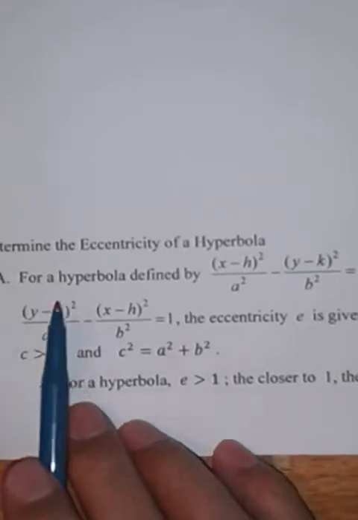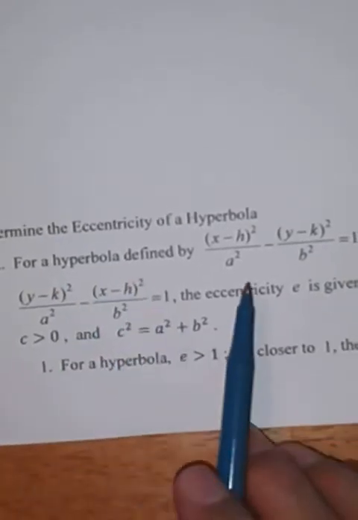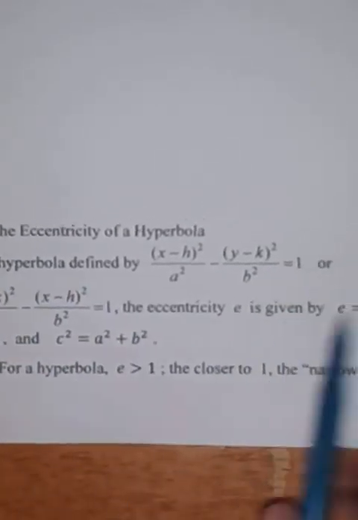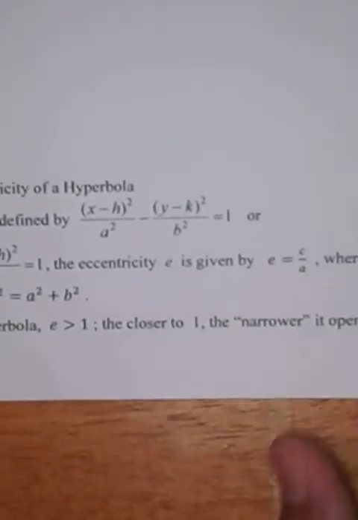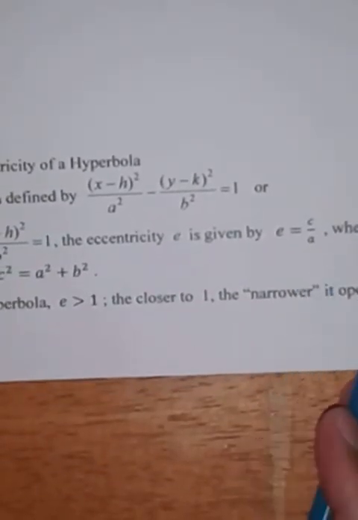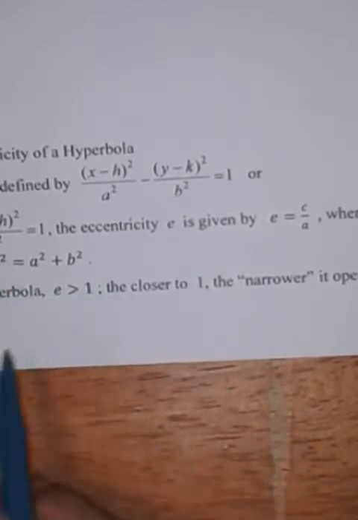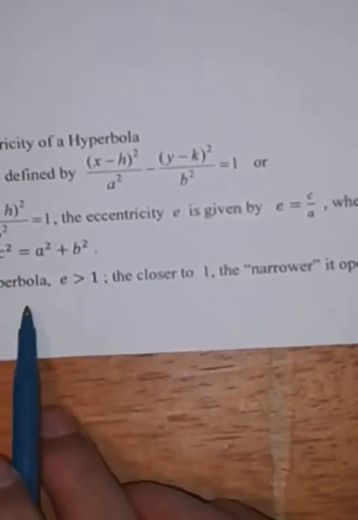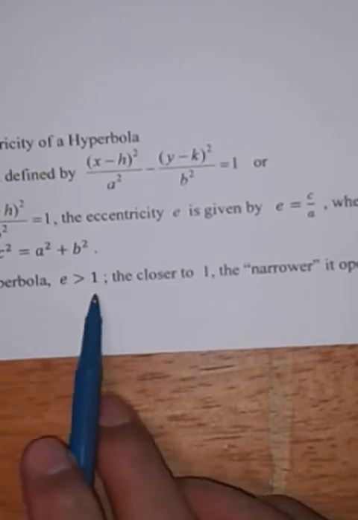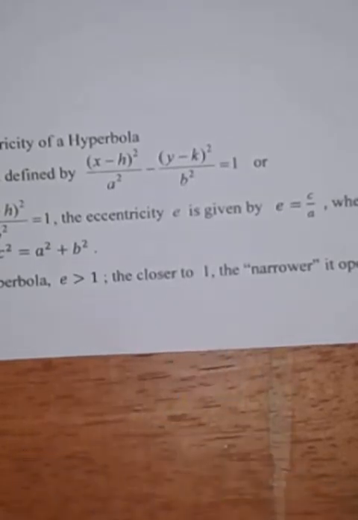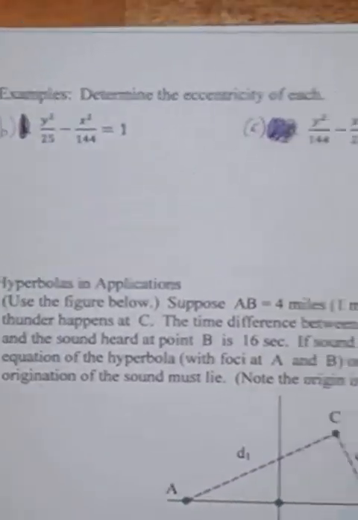We also want to look at the eccentricity of a hyperbola, defined by e equals c over a, where a is greater than 0, c is greater than 0, and c squared equals a squared plus b squared. And of course, that follows what we've been looking at. For a hyperbola, e is greater than 1, and the closer to 1, the narrower it opens. Let's take a look at one example, and we'll leave the other one for class.